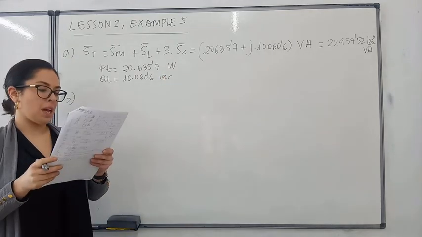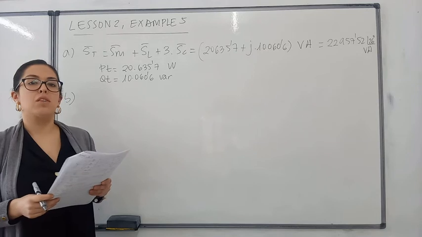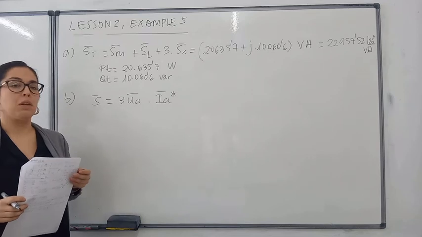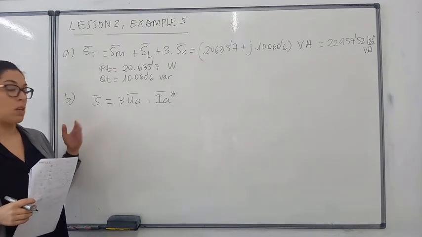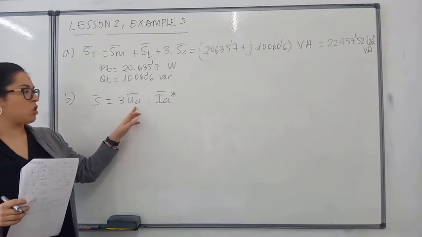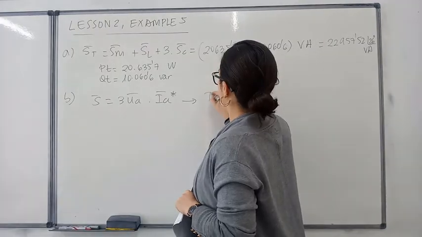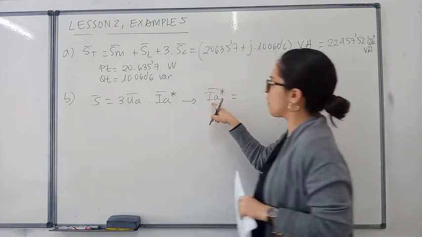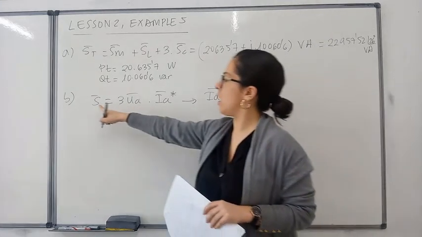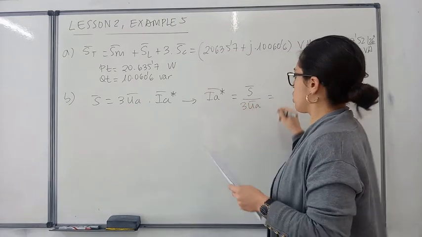In question B, they ask for the line current in one of the phases supplying the system. In order to calculate the line current, you need to use this expression that you have in the notes, which is that the total complex power is 3 times the phase voltage multiplied by the conjugate of the line current. So if you solve for the conjugate of the line current, you will have the complex power divided by 3 times the phase voltage.